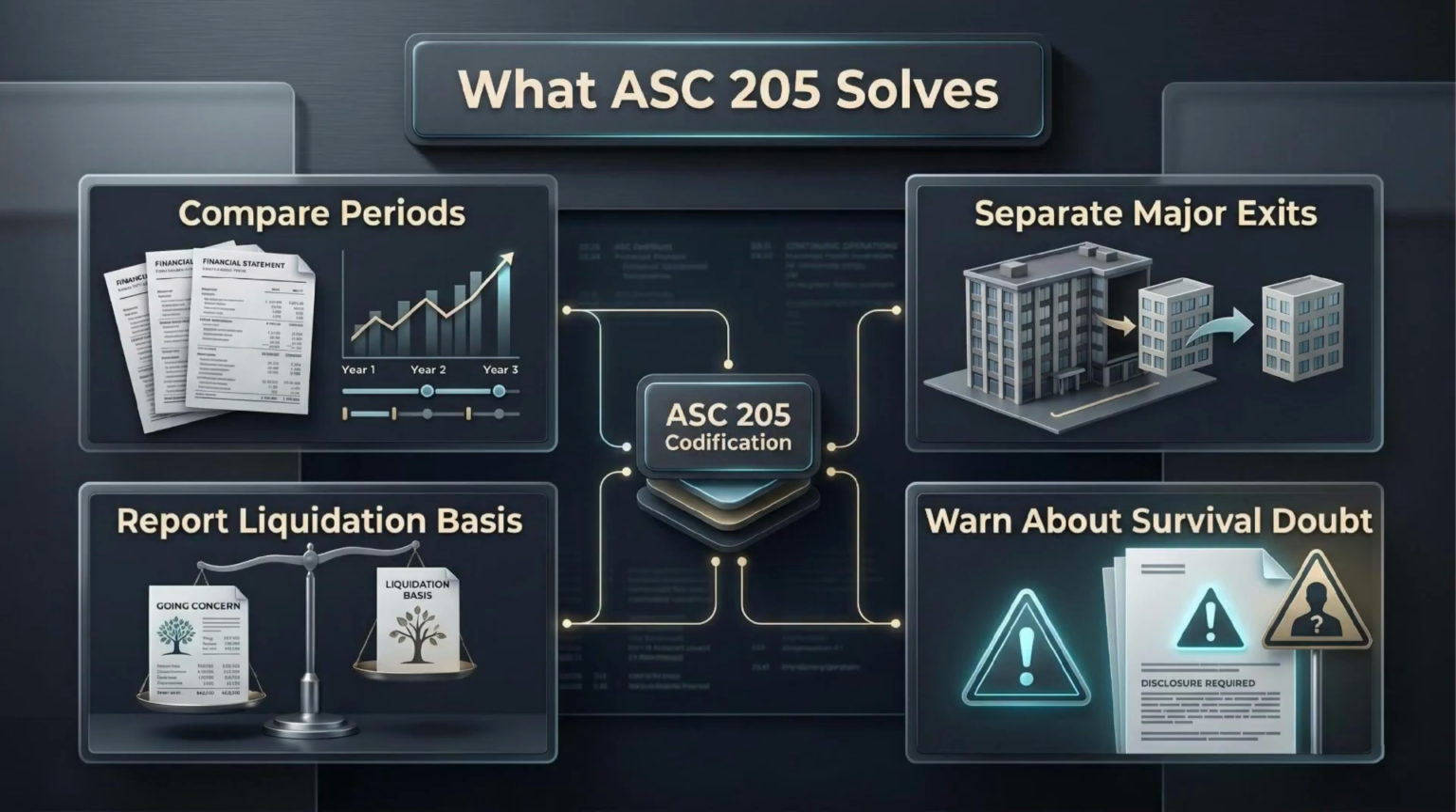So what does ASC 205 solve? It solves four presentation problems. First, financial statements must be comparable across periods, otherwise trend reading becomes messy. Second, when a major business component exits, users should not mix that exit with normal continuing performance. Third, when a company is winding down, normal going concern reporting may no longer tell the right story. Fourth, when there is substantial doubt about survival, users must be warned through proper disclosure. In simple words, ASC 205 helps financial statements say, here is what is still normal, here is what changed, and here is what users must not ignore.